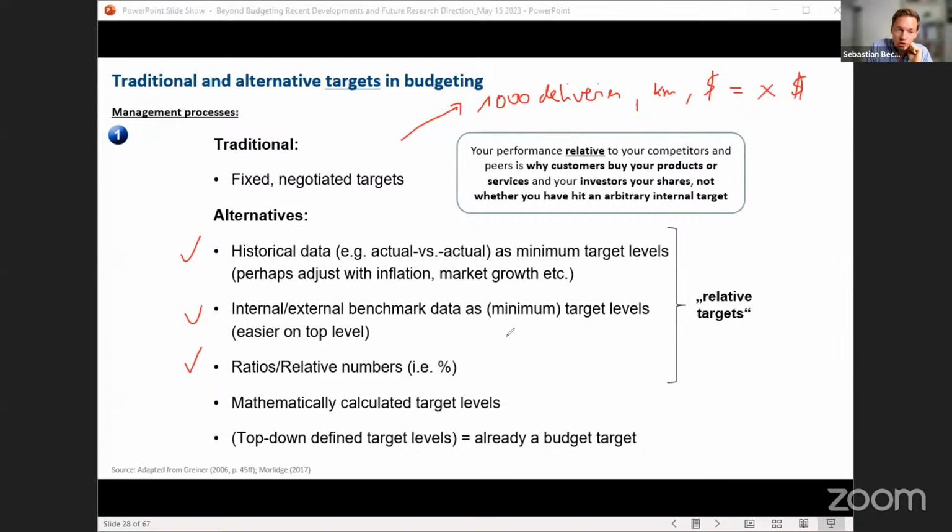Where you say, well, a good performance is dollars per kilometer. And then you can say, well, in the last year, I don't know, we had $3 per kilometer, which was very good, cost-efficient operations.